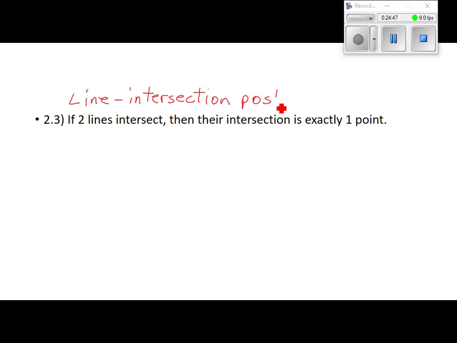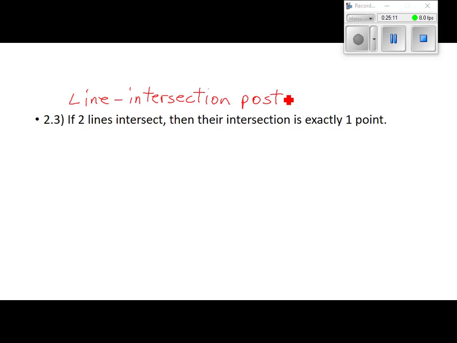Intersections. The intersections of what? Probably lines, right? We talked earlier this year, I got these 2 lines, they intersect. How do they intersect? Well, they intersect at 1 point, exactly 1 point. That's what the postulate says. Got 2 lines, they're going to intersect at 1 point.